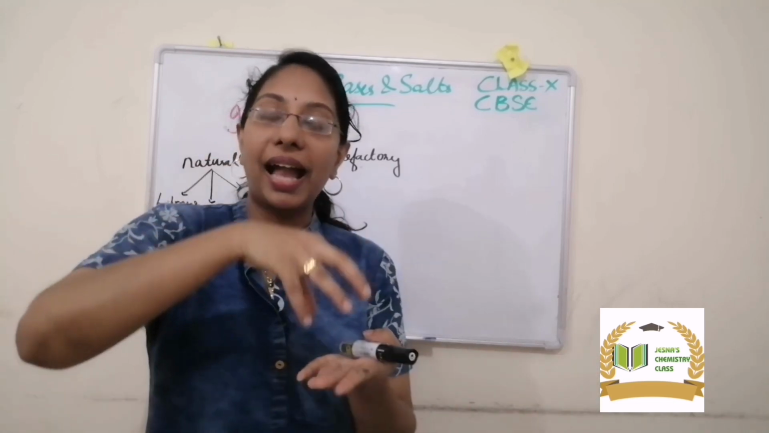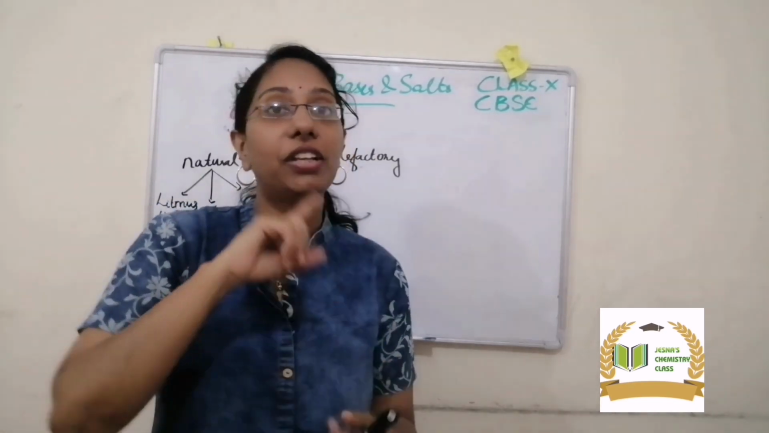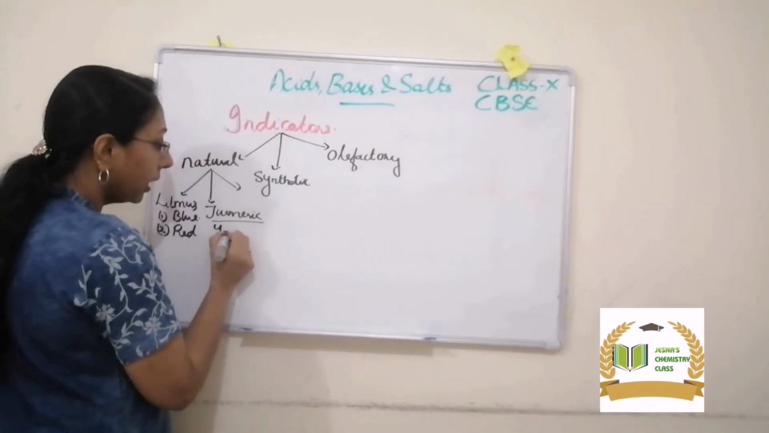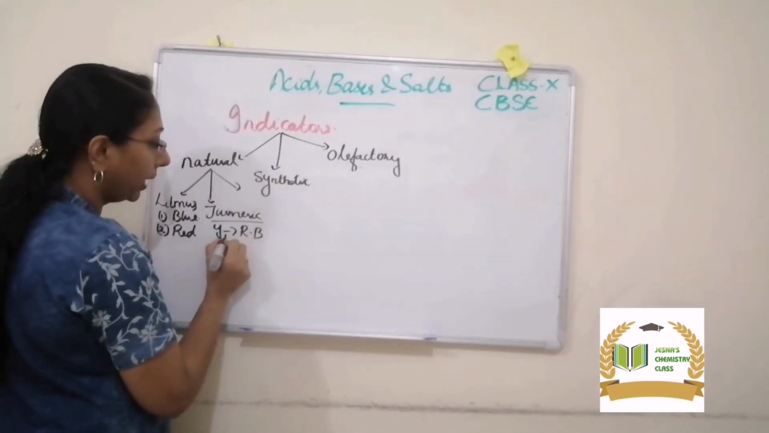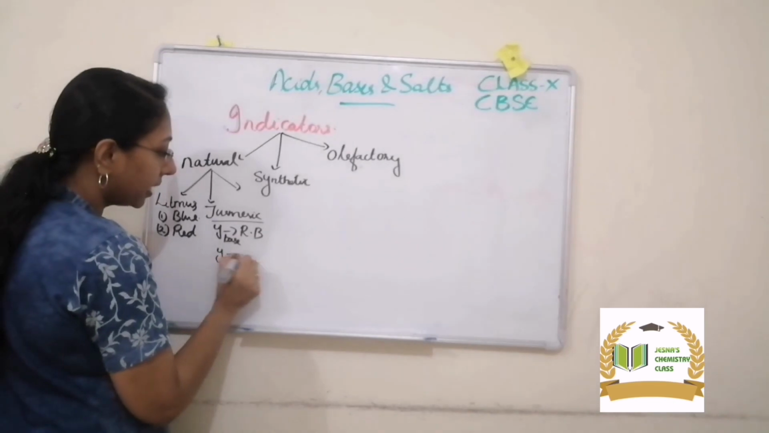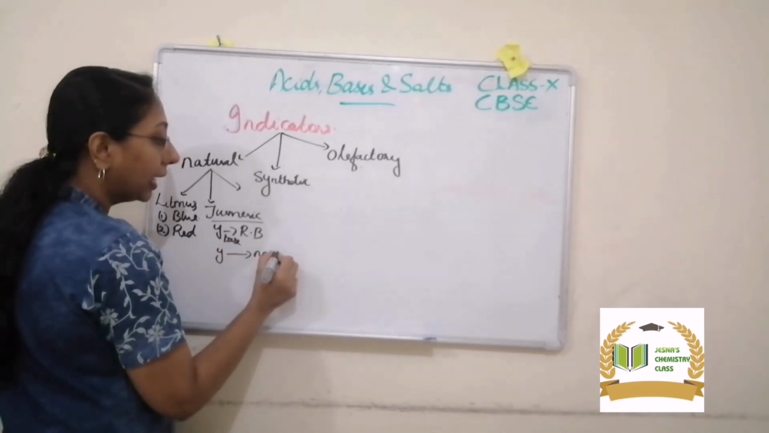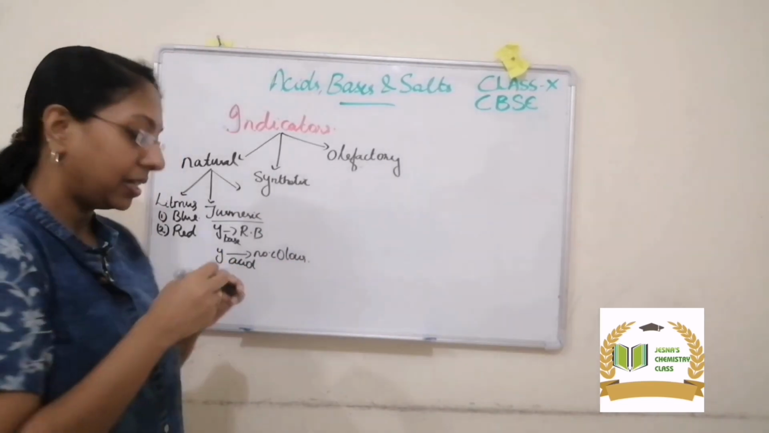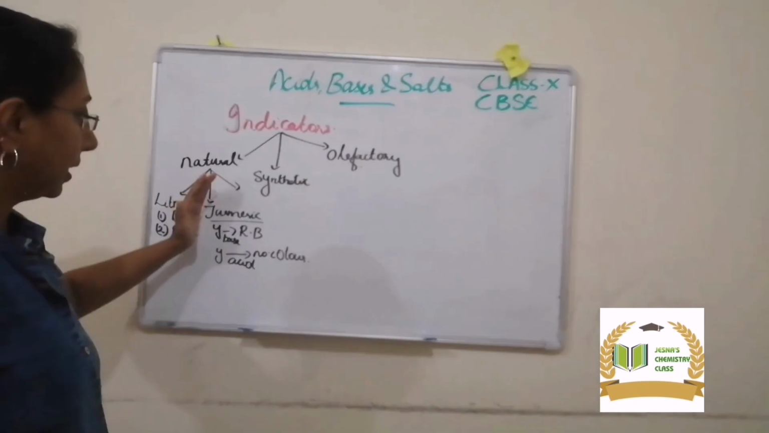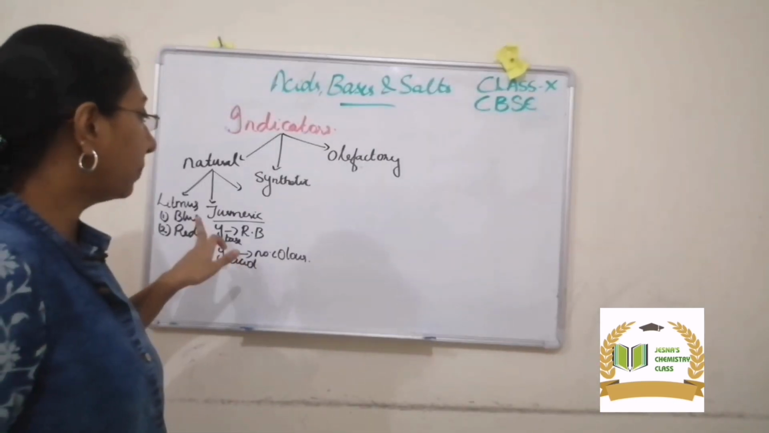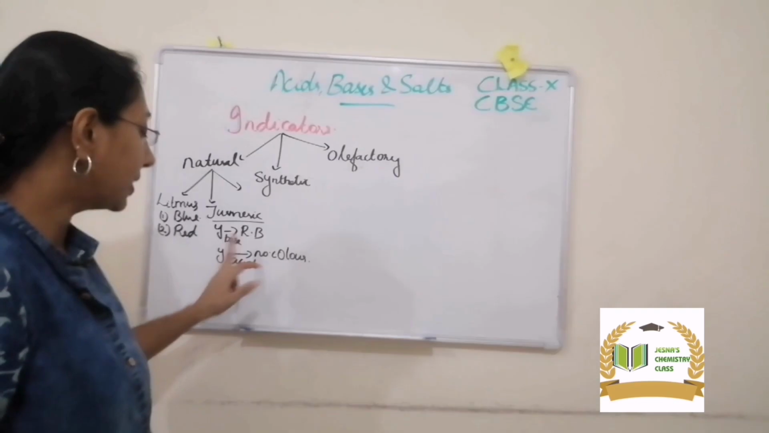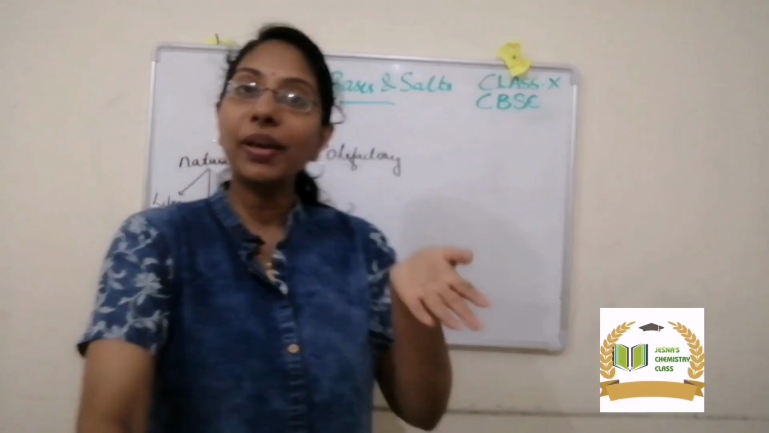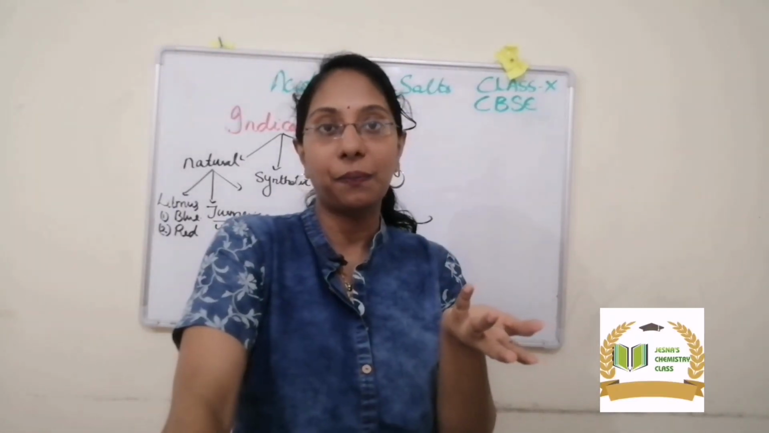So when a base reacts with turmeric, the yellow color of the turmeric changes into reddish brown in a base. But the yellow has no color change in an acid. So I think you get it. Turmeric changes its color from yellow to reddish brown in a base, and the yellow color of turmeric does not undergo any change in an acid. So we can say turmeric is a natural indicator.